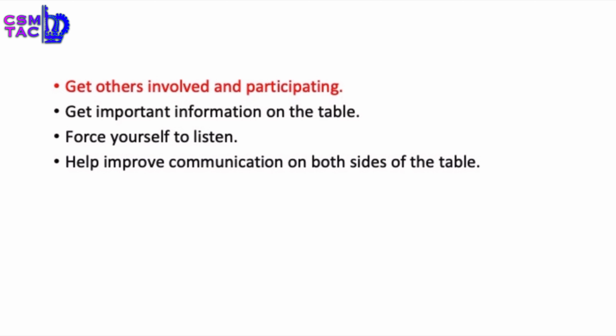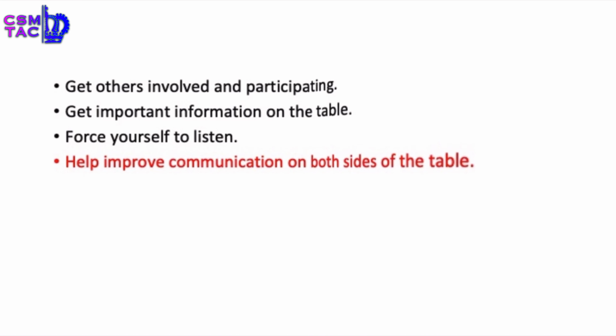When you probe, you get others involved and participating. Since probes are designed to produce a response, it's unlikely the other person will remain passive. Get important information on the table. People may not volunteer information, or the information they present may not be clear. Your probes will help people open up and present or clarify their information. Force yourself to listen. Since probes are most effective in a sequence, you have to listen to a person's response. Help improve communication on both sides of the table.